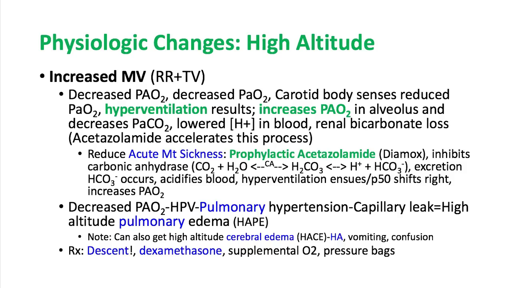And if these things occur, we need to move the patient down to a lower altitude. Dexamethasone has been used to help, supplemental oxygen, putting them in pressure bags temporarily till you can get them down to a lower altitude. But the main point of the keyword physiologic changes was that hyperventilation is a normal response to the decreased PAO2 that occurs at high altitude.